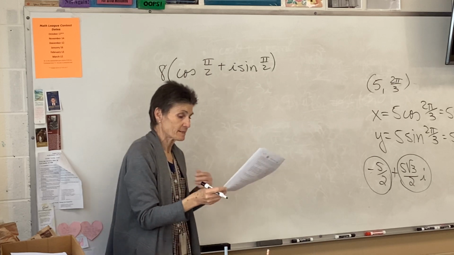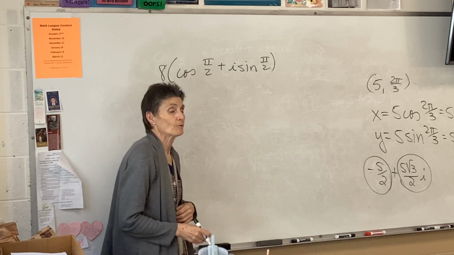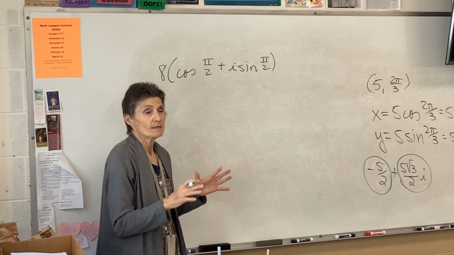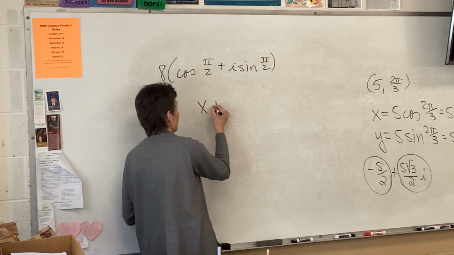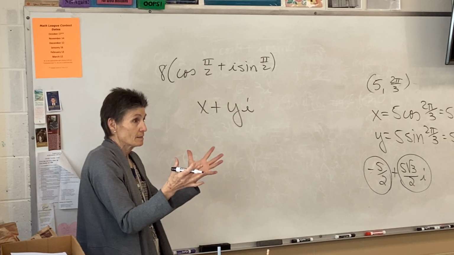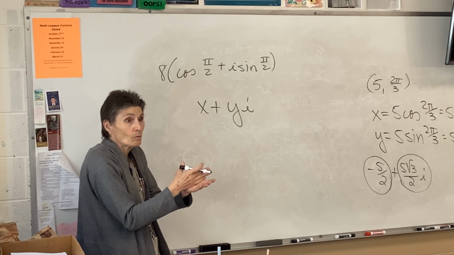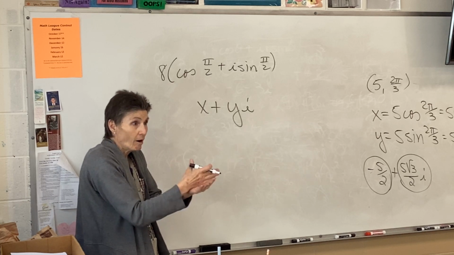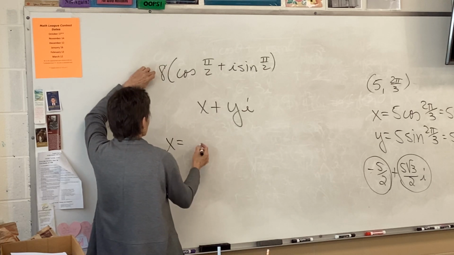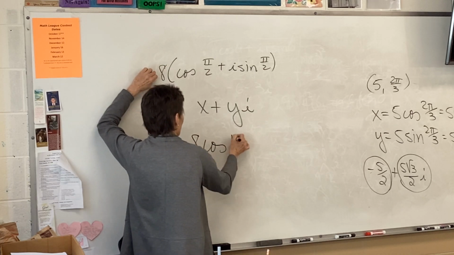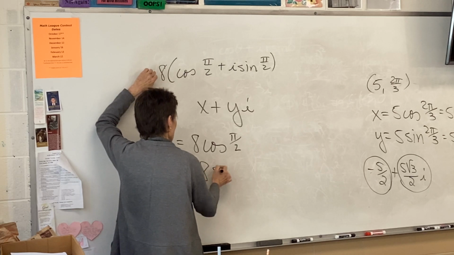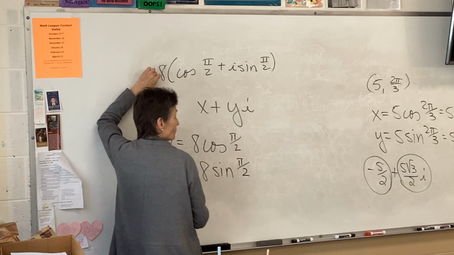Write the complex number in standard form. Again, you guys, this is not hard. Standard form is x plus yi, right? So we need x. And how do we find x? X equals r cosine theta. So x equals 8 cosine pi over 2. And y equals 8 sine pi over 2.